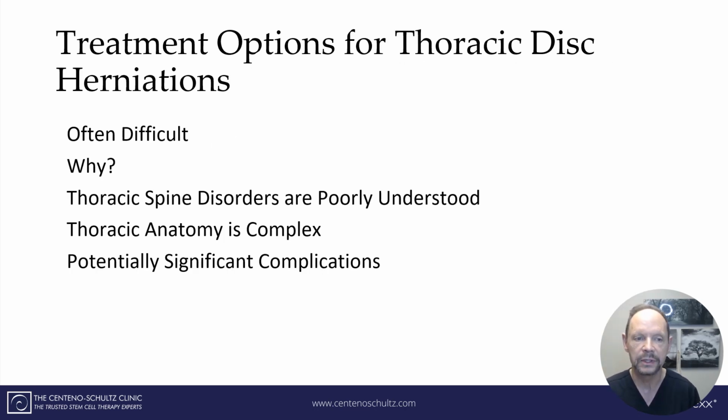Treatment options for thoracic disc herniations are oftentimes difficult in your local community. Why? Because thoracic spine disorders are poorly understood. Thoracic spine anatomy is enormously complex because not only do you have the spine, but you also have the ribs coming into the spine, and then the entire thoracic cage, which includes very many vital structures, which include the heart and the lungs. So when injecting in this area, you need to be an absolute expert because there can be significant complications, such as dropping a lung. And when that happens, if severe, it can have cardiac implications and may require a chest tube. Not a good day for anybody.